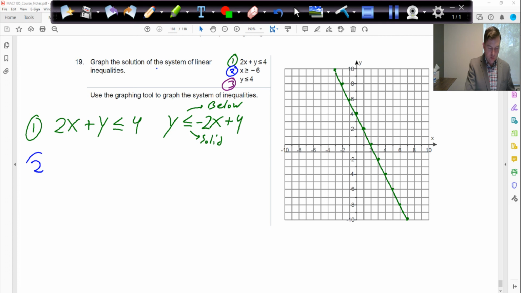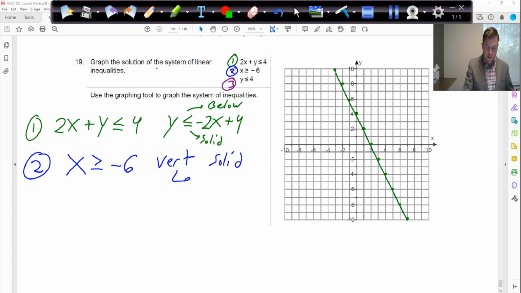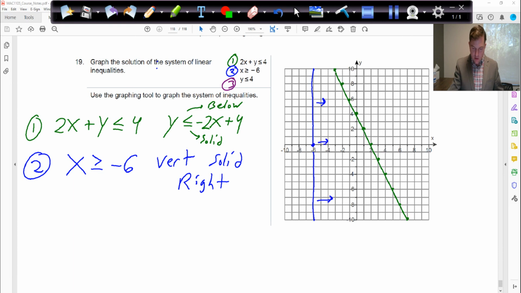So number 2 says x has to be bigger or equal to minus 6. This is a vertical line. It's solid. And we're going to shade to the left. Oops, excuse me. It's bigger than minus 6. So we're going to shade to the right. So we go to x is minus 6, put a dot, solid vertical line through that, and we want to shade to the right. Let me put in the green also. The green said shade below, so we're going to point down.